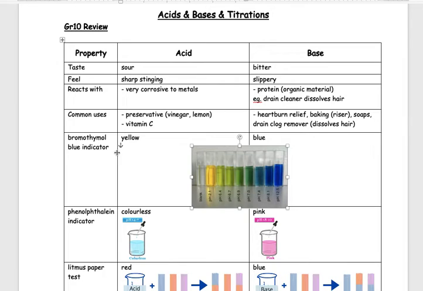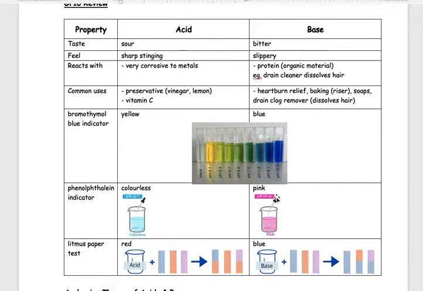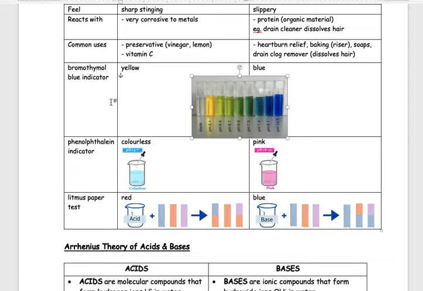Okay, so we're looking at maybe the opposite ends here, blue and yellow. That's what you should be seeing. If you have an acid, yellow, blue if it's a base. Okay, so that's the bromothymol blue.